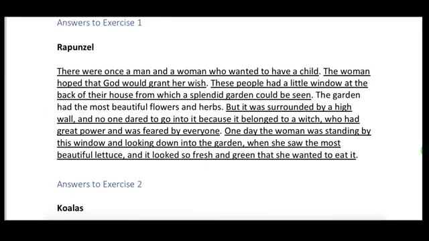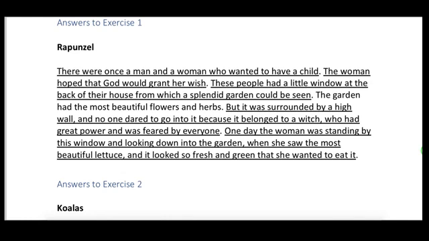In the Rapunzel text, the first sentence is a complex sentence. There are two ranking clauses. One of them is, there were once a man and a woman. The other one is, who wanted to have a child. Now, I know what you might be thinking right now. Maybe you're thinking, hang on, who wanted to have a child looks like a rank-shifted clause.